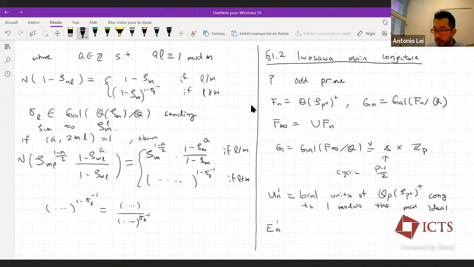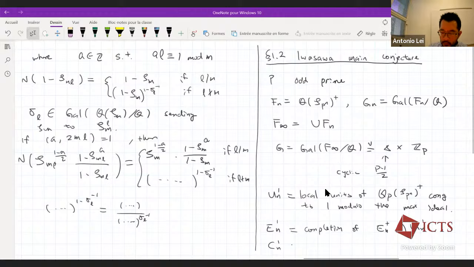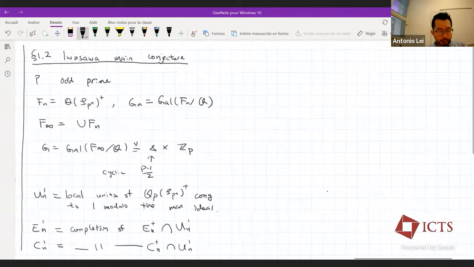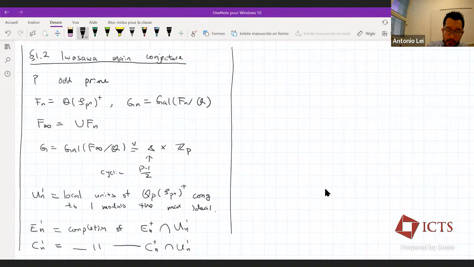And then I want to look at En1 to be the completion of the global units intersect with these local units that are 1 modulo the maximal ideal, and then Cn1 will be the completion of, similarly, those cyclotomic units intersect with this Un1. And then we would be looking at the inverse limit of these units.